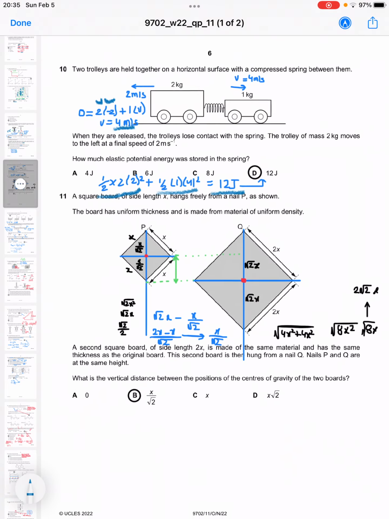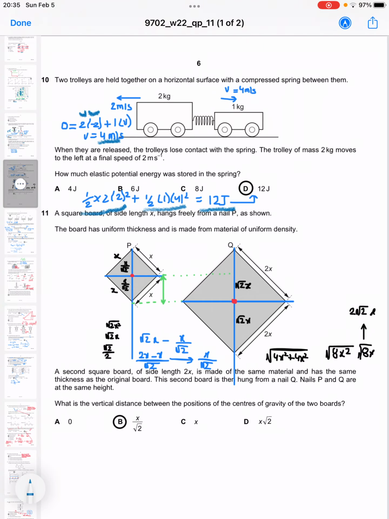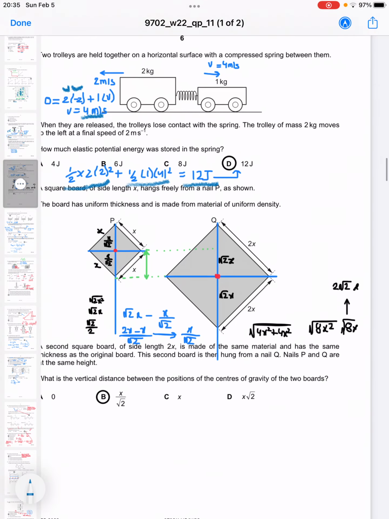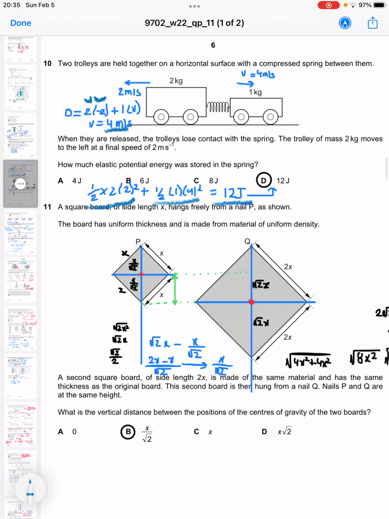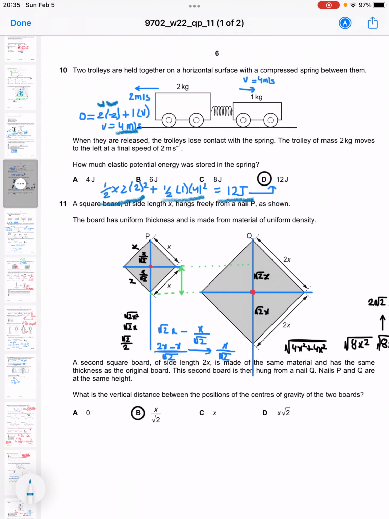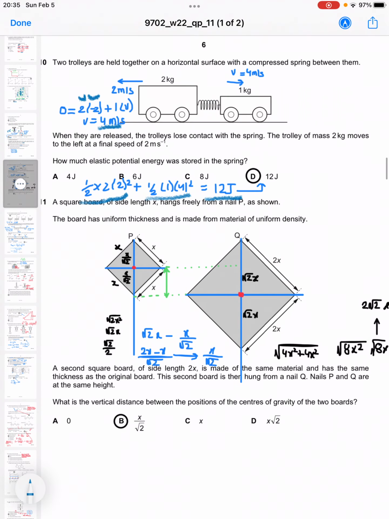So question number 11 says that a square board of side length x hangs freely from a nail P as shown. The board has uniform thickness and is made from material of uniform density. A second square board of same side length is made of the same material and has the same thickness as the original board. What is the vertical distance between the positions of the center of gravity of the two boards?